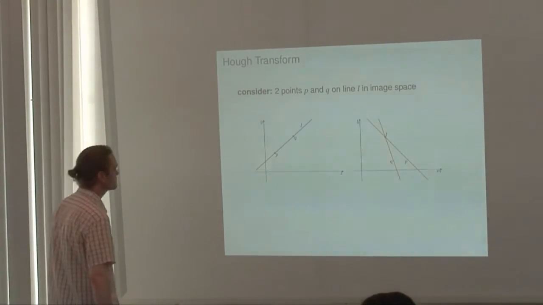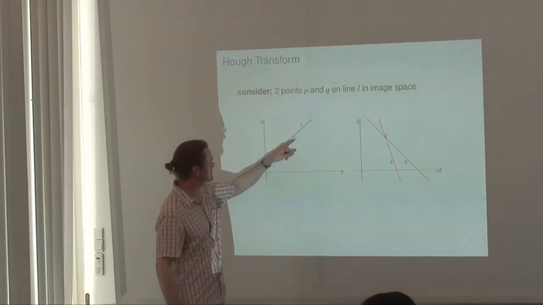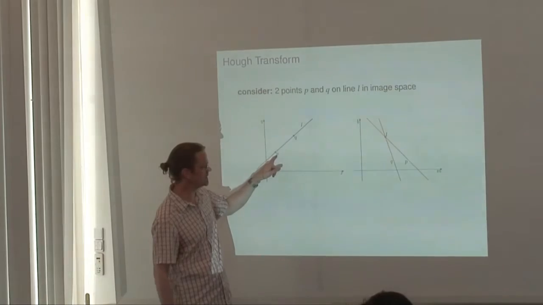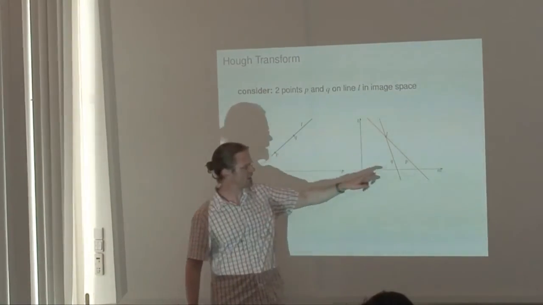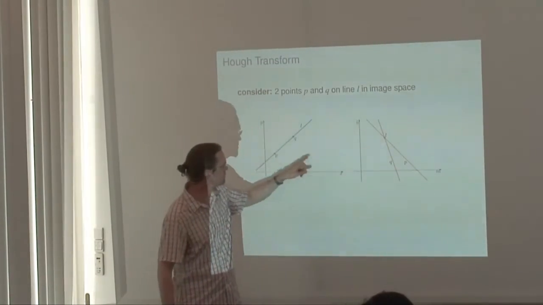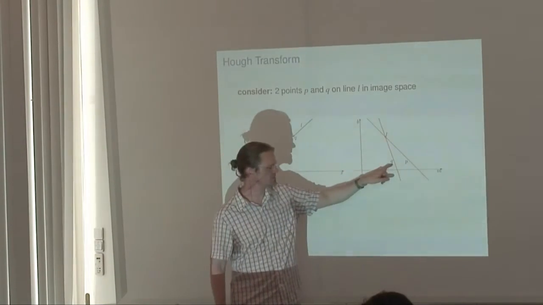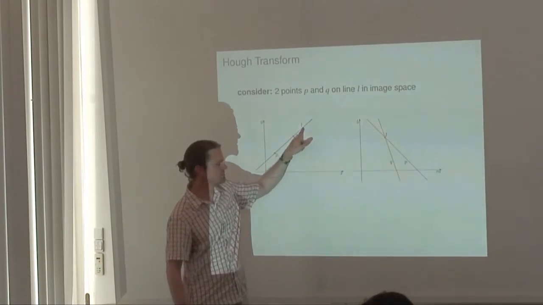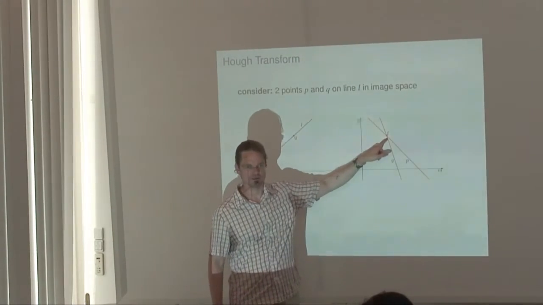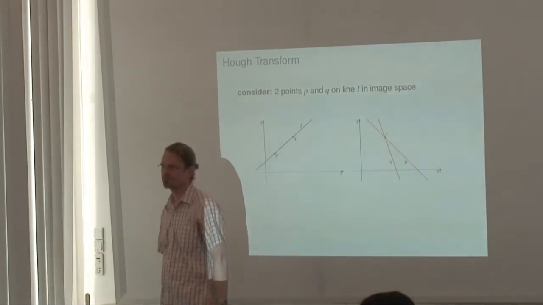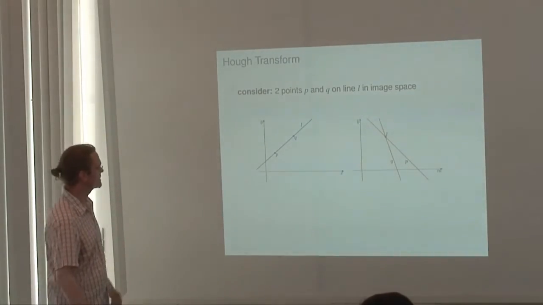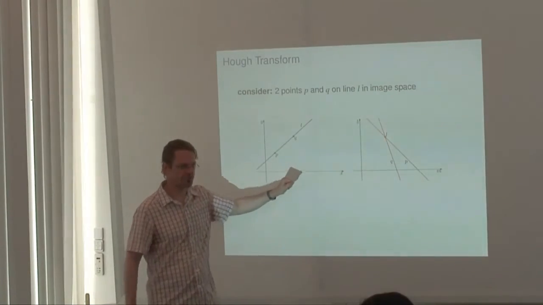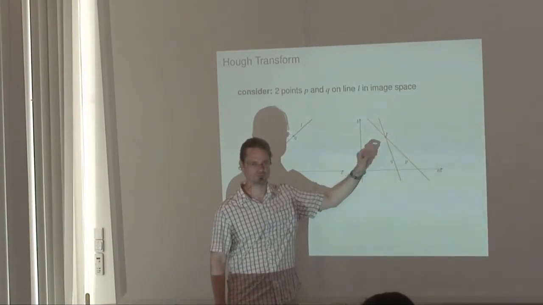Now, in the Hough space, we just worked out that points are lines. So the point P in image space is a line P in Hough space, and the point Q in image space is a line Q in Hough space. But the line L in image space is a point L in Hough space. This is funny, because whereas in image space 2 points define a line, in Hough space 2 lines define a point.